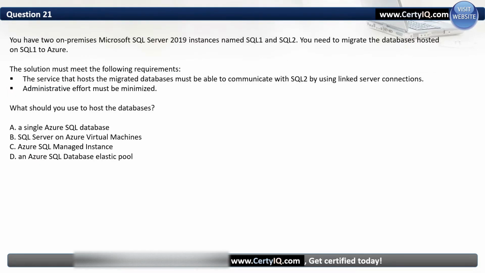Question 21. You have two on-premises Microsoft SQL Server 2019 instances named SQL1 and SQL2. You need to migrate the databases hosted on SQL1 to Azure. The solution must meet the following requirements. The service that hosts the migrated databases must be able to communicate with SQL2 by using linked server connections. Administrative effort must be minimized. What should you use to host the databases? The correct option is C. Azure SQL Managed Instance.